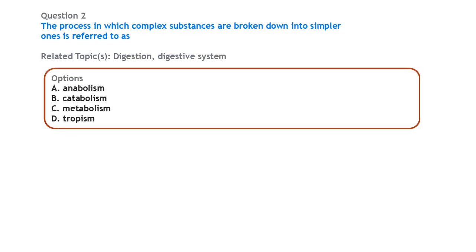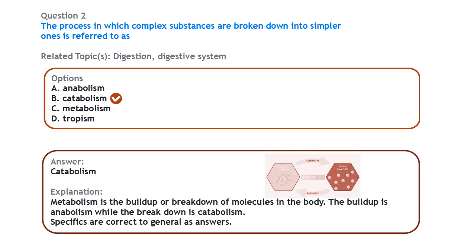Next question on digestion. The process in which complex substances are broken down into simpler ones is referred to as catabolism. Catabolism is a breakdown process in the body where large molecules are broken down into simpler molecules. The opposite of it is anabolism, which is a build-up process in which complex molecules are built from simpler molecules. Both of them are part of metabolism. Metabolism is comprised of two processes: catabolism and anabolism.